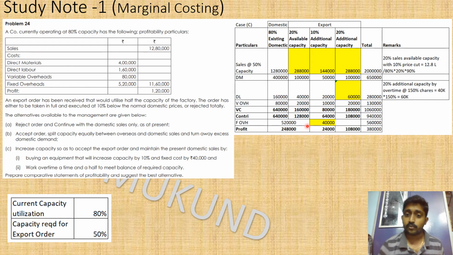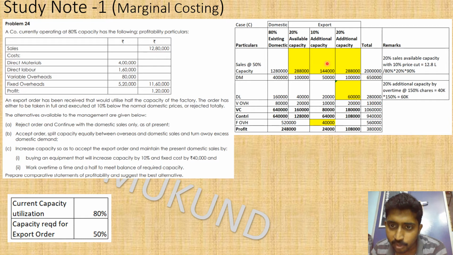But for the export order we have met only 20%. The total export order is 50% of the capacity. 20% of the capacity we have met. How are we going to meet the next 10% of capacity? For 10% capacity, take the values for 20% and just divide by 2. So the contribution of 2.88 lakhs divided by 2 becomes 1.44 lakhs. Direct material divided by 2, direct labor divided by 2, variable overheads divided by 2. So total variable cost is 1.6 lakhs for 20% capacity. For 10% it becomes divided by 2, that is 80,000.